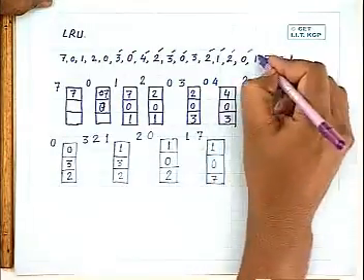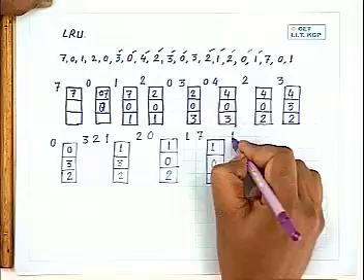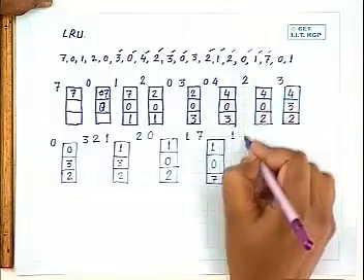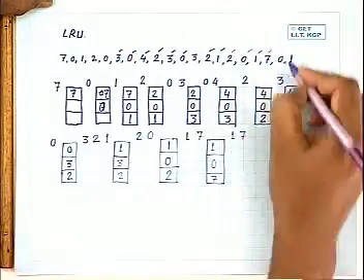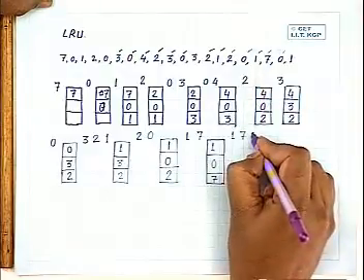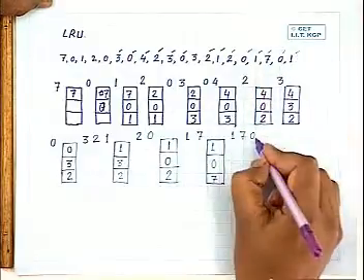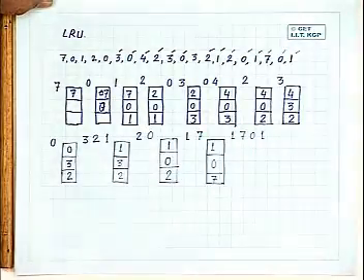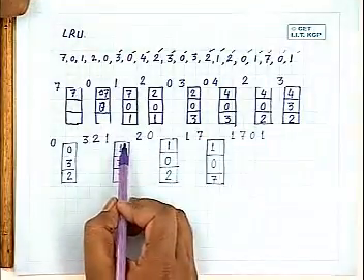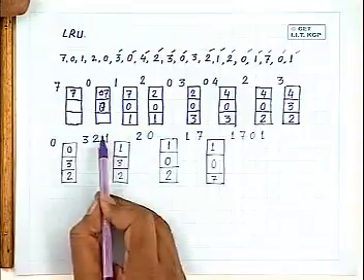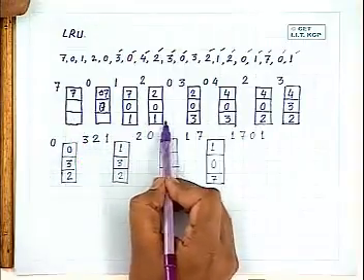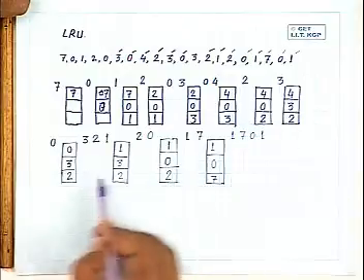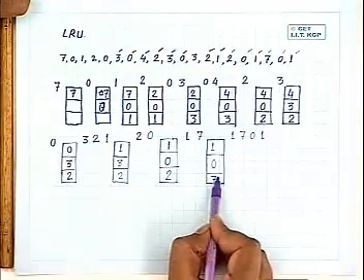Okay. Next time when 1 is referred, there is no page fault. 7 is referred, there is no page fault. 0 is referred, again there is no page fault. 1 is referred, there is no page fault. Okay. So now you find that the number of page faults or the number of misses that you have is 1, 2, 3, 4, 5, 6, 7, 8, 9, 10, 11, 12.